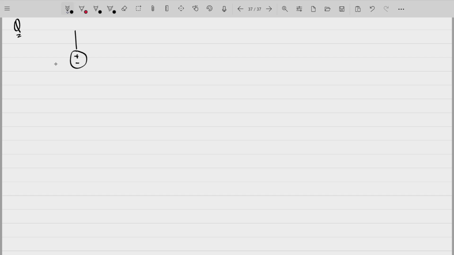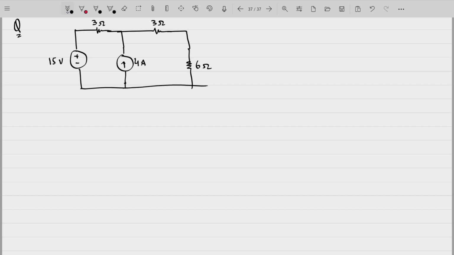So this is one way of doing it. Another way is to find out the Thevenin equivalent circuit and then do the source transformation to find out the Norton equivalent circuit. You can do it in that manner as well. Again, we have to find out the Norton's equivalent circuit of this particular circuit.